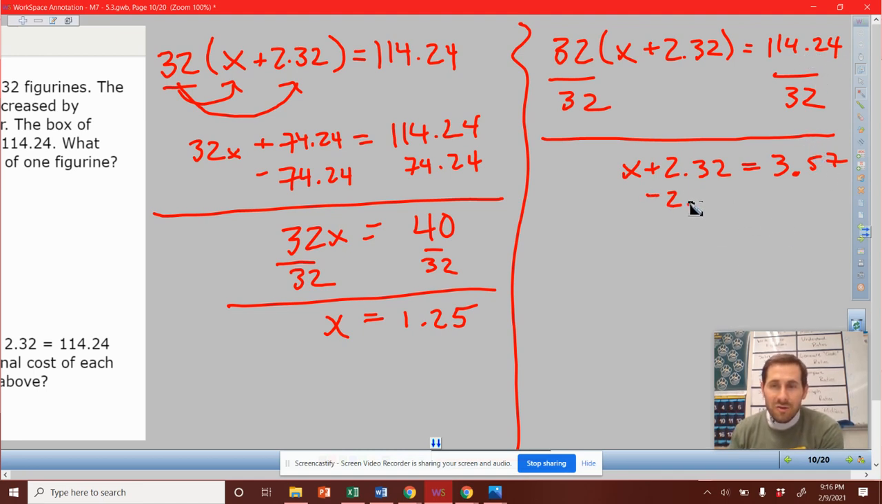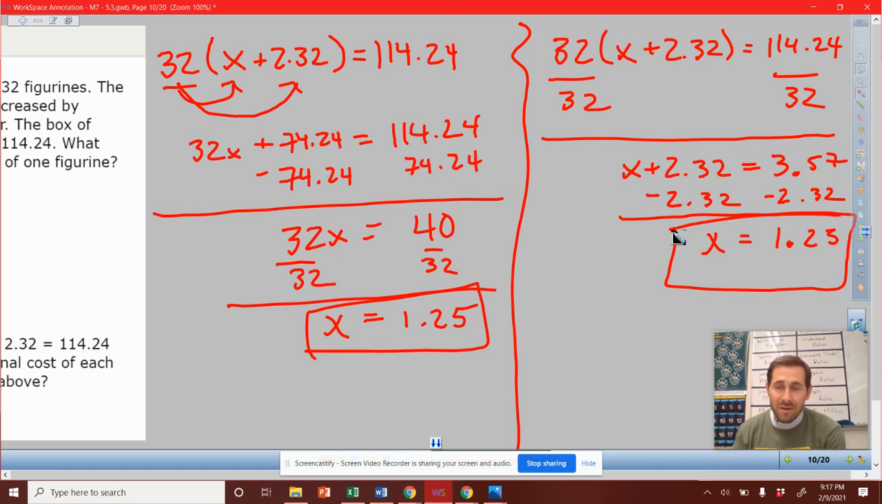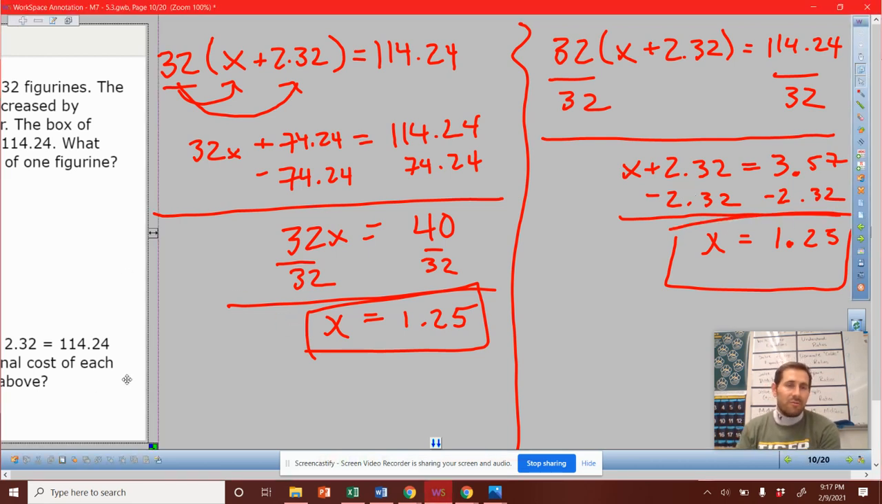And then I can minus 2.32 from this side. I can minus 2.32 from this side. And when I do that, I'm going to get x equals 7 minus 2 is 5. 5 minus 3 is 2. 3 minus 2 is 1. It's 1.25. Same answers. Don't care which way you like doing it, but just make sure you understand both and you use whichever one is strong for you.